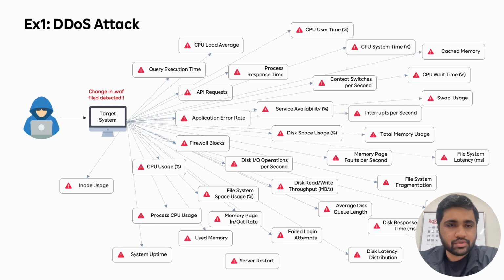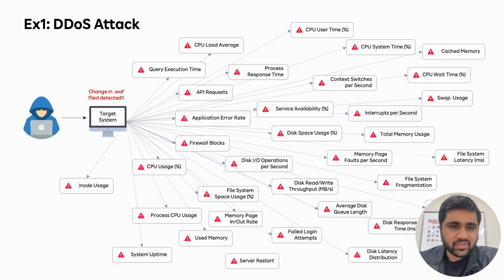Your CPU load average time might increase, your system uptime may go down because it continuously crashes, your process CPU usage might increase, the memory used might increase, your server might start restarting more, the memory page faults per second might increase. A whole lot of alerts, which your war room will be looking out for, will start throwing out a storm of alerts. And you may not necessarily find the root cause of these alerts, right?